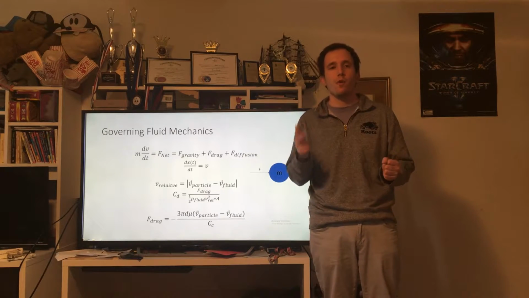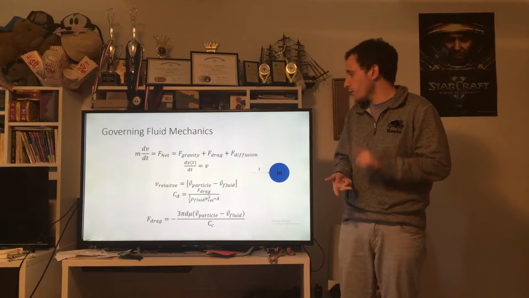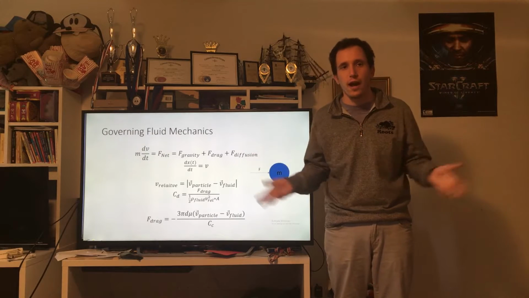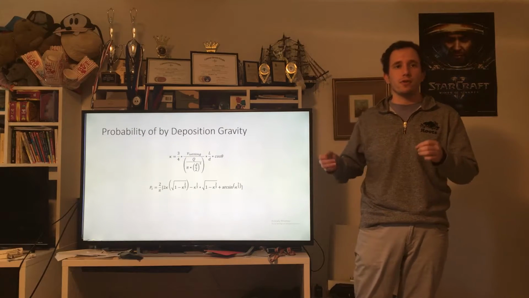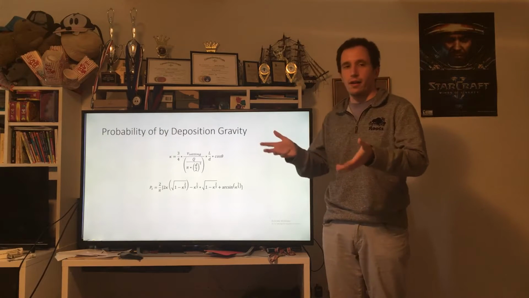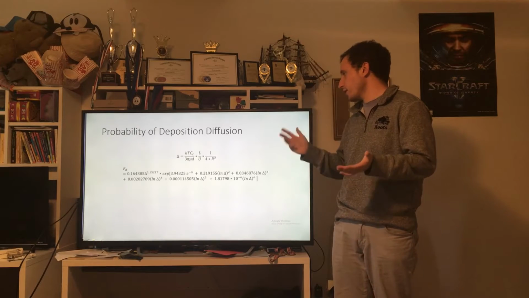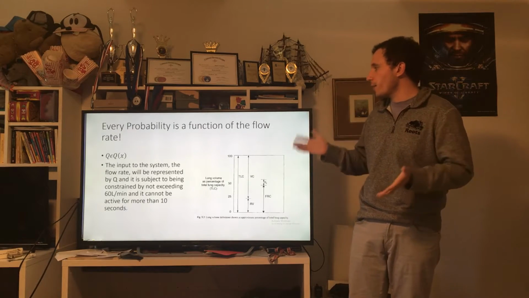It's determined by the three forces that act on the particle. The first one is the force of gravity, the second one is the force of diffusion, and the third one is the force of the fluid drag on top of the particle. Each one of these forces can be converted to an equation which basically gives us the probability of a certain flow rate depositing by gravity in a single particle. This is for diffusion, and for impaction is the next two. And now each probability is a function of the flow rate.